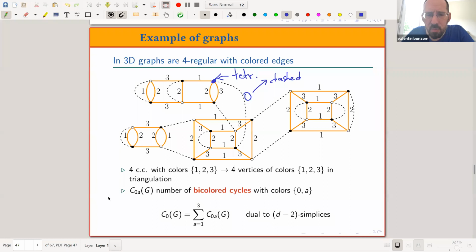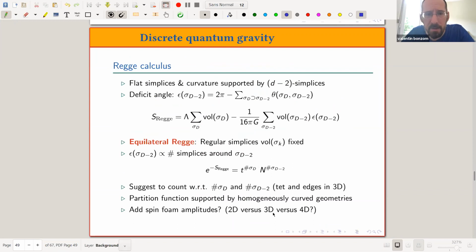There is a quantity that will play an important role, which is the number of bicolored cycles with color 0 and something else. Why? Because they are dual to d minus 2 simplices. And you know that d minus 2 simplices carry deficit angles in Regge calculus. Okay. So here's an explanation of why we are interested in those d minus 2 simplices: because of Regge calculus.